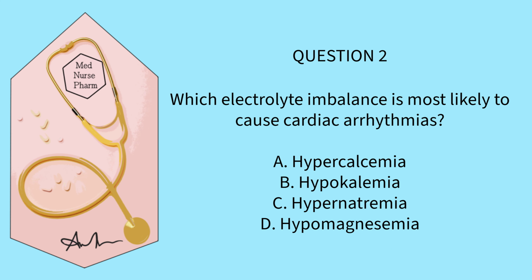Question 2. Which electrolyte imbalance is most likely to cause cardiac arrhythmias? Hypercalcemia, hypokalemia, hypernatremia, hypomagnesemia. Pause the video and select your answer.